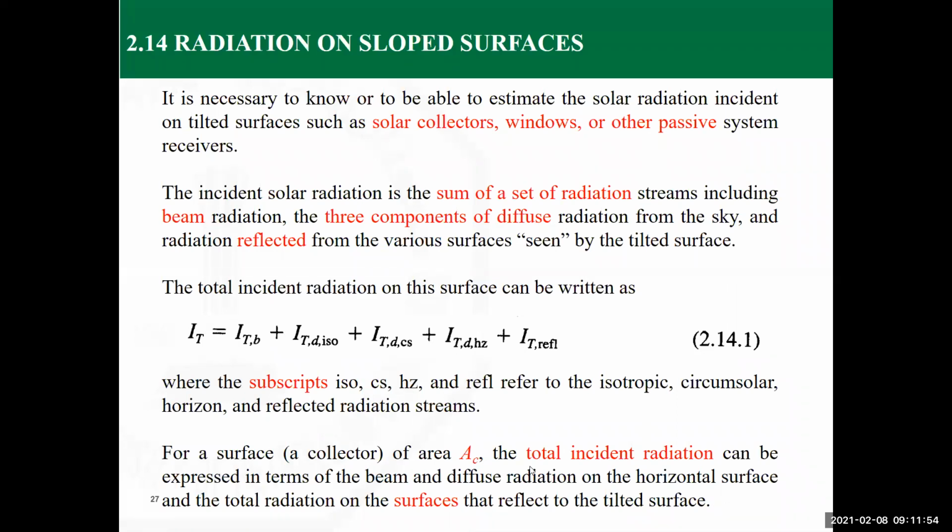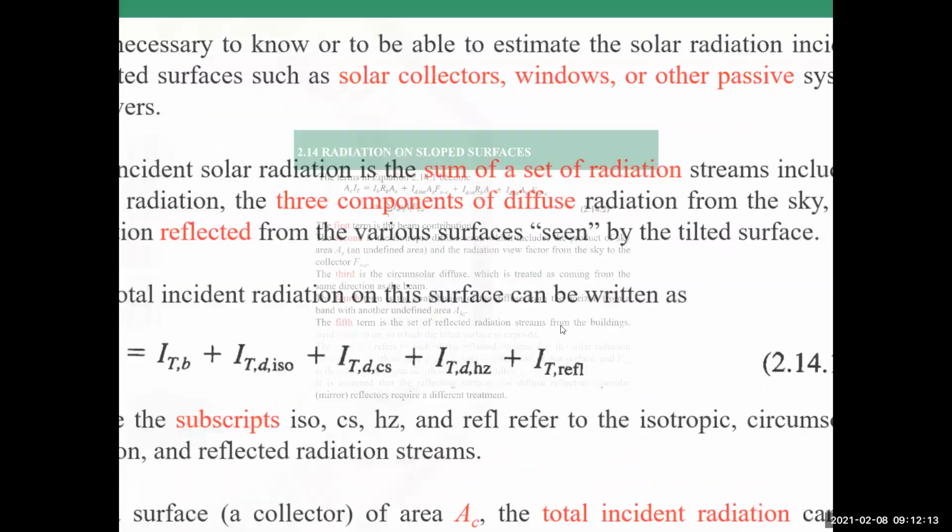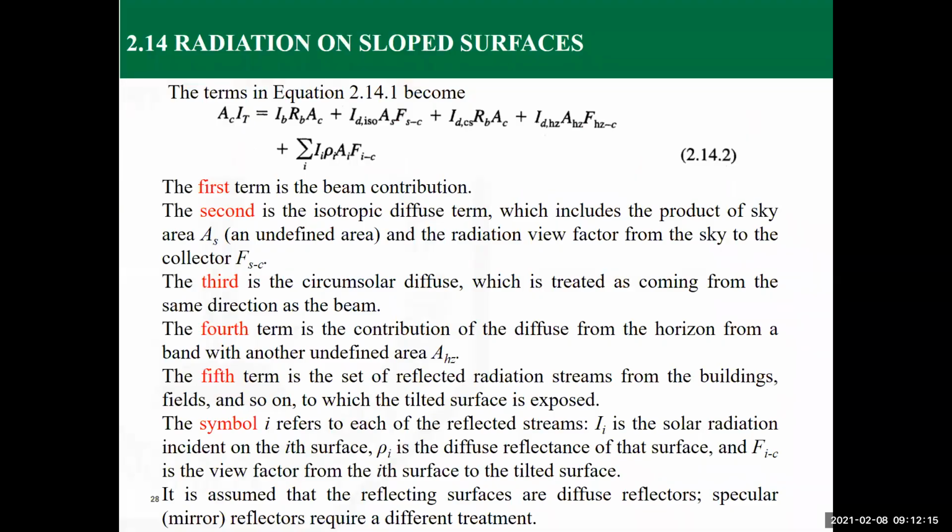So the total incident radiation is basically given in terms of all of these components together. One of them is the beam radiation. All the rest are diffuse radiation, and one component of them is reflected radiation, or reflected long wavelength radiation, from the ground. So on a sloped surface, these are the components that we have.